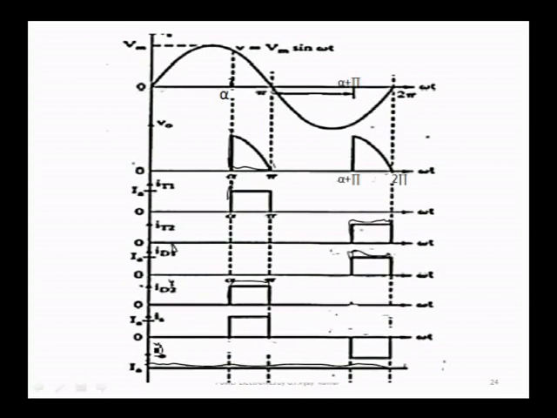See the load voltage, the output voltage V naught appears only during alpha to pi, and again alpha plus pi to 2 pi. In the freewheeling diode operation, the load current will be constant at I naught, but the output voltage will be 0.